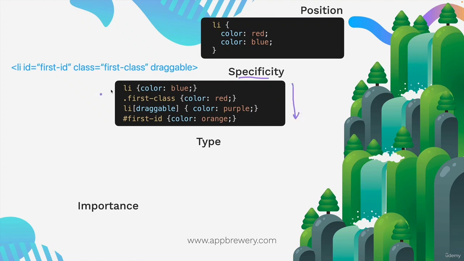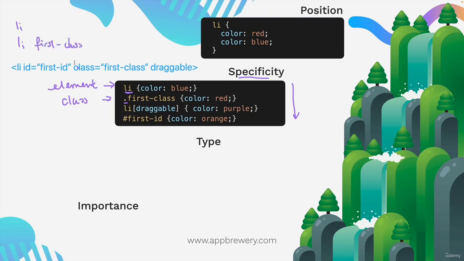The first one selects all the list item elements. So there could be many other list item elements in our HTML file. So this is the least specific. It's the element selector. The next level of specificity is the class selector. Remember, the class selector starts with a dot. And this will select all the other list elements that have this class name, first class.